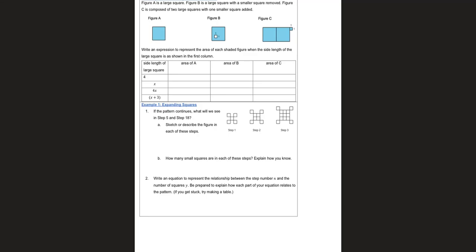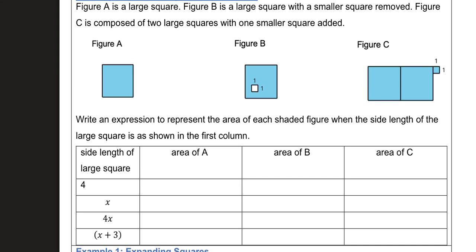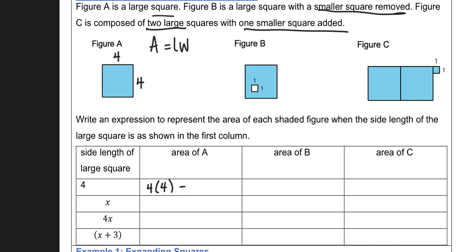All right, today we're going to be talking more about quadratic patterns. So here we have figure A is a large square. Figure B is a large square with a smaller square removed, and figure C is composed of two large squares with one smaller square added. So if our side length of the large square is 4, to find the area, remember area is length times width, so that would be 4 times 4, or we could write that as 4 squared.